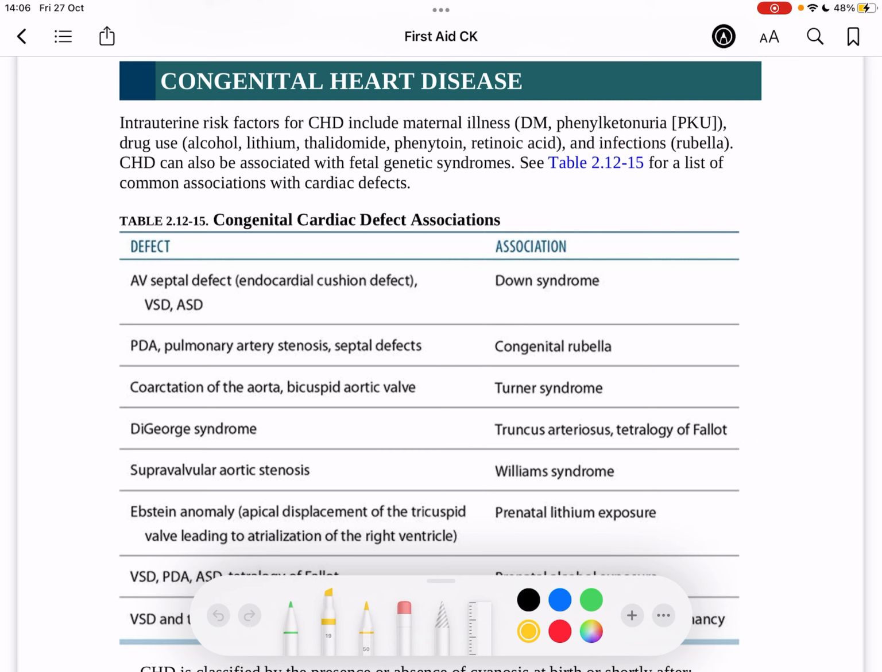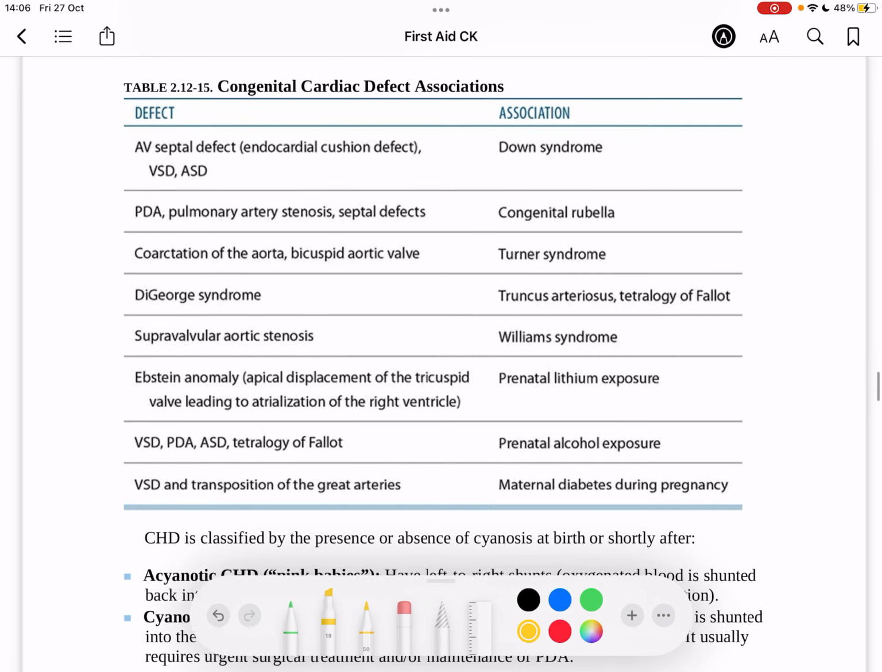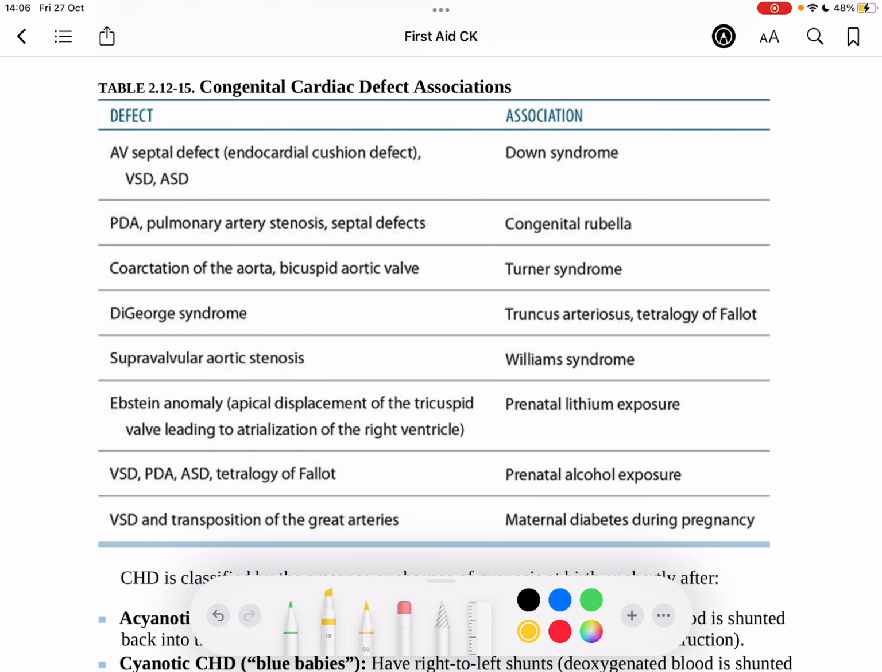So intrauterine risk factors for congenital heart disease include maternal illnesses, maybe if there's diabetes mellitus, maybe even if there's PKU, also drug use, alcoholism, lithium toxicity, thalidomide, phenytoin, retinoic acid toxicity, and also infections, most notably rubella, but there can be others. And generally, congenital heart disease can also be associated with fetal genetic syndromes. And we're just going to go through a list of these. These are very high yield to know, so we'll make sure we go through them.